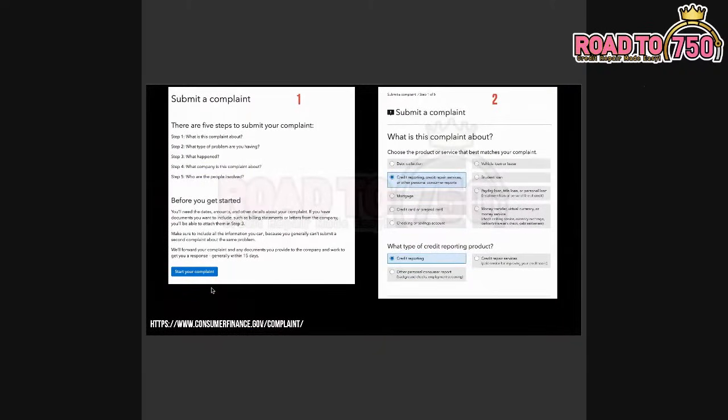Now, when you go to the CFPB, I went step by step so that I can show you exactly how you should file this particular report, right? So you go to consumerfinance.gov/complaint. The first thing you're going to see is screenshot number one right here, and you're going to push, of course, start your complaint. The next step is they're going to ask you, what is this complaint about? You need to choose the second option, which is credit reporting, credit repair services, other credit person, whatever, that one. What type of credit reporting product? You would select the first option, which is credit reporting, right?